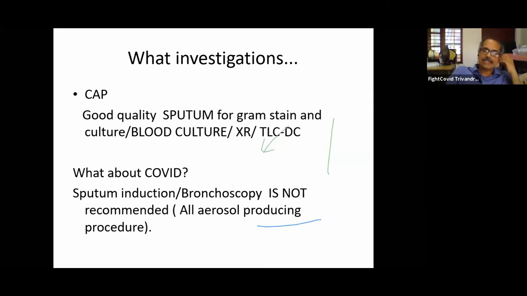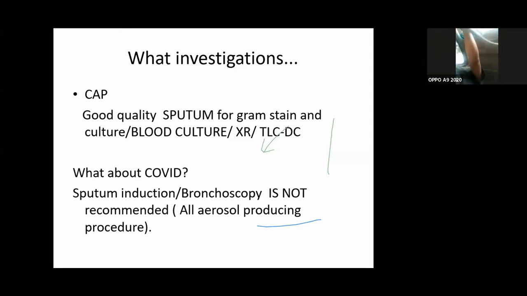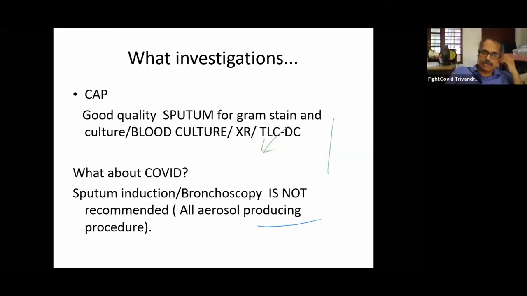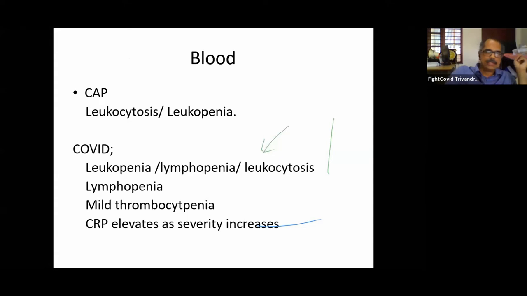What investigations shall we use for a community-acquired pneumonia? We will always ask for a good quality sputum for gram stain as well as culture. In addition to that, we will also ask for a blood culture, chest x-ray, and a total leukocyte count and a differential count. But what about COVID patients? Any aerosol producing procedure like sputum induction or a bronchoscopy is not recommended for a COVID patient.